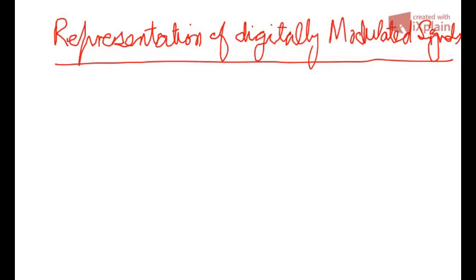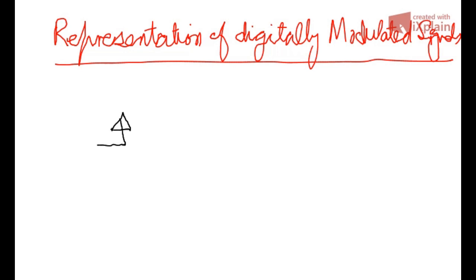Today our topic is to understand the block diagram of a memoryless digital modulation scheme. Actually, we will see how the digitally modulated signals are represented, and then we will move towards pulse amplitude modulation. Let's start with the block diagram.